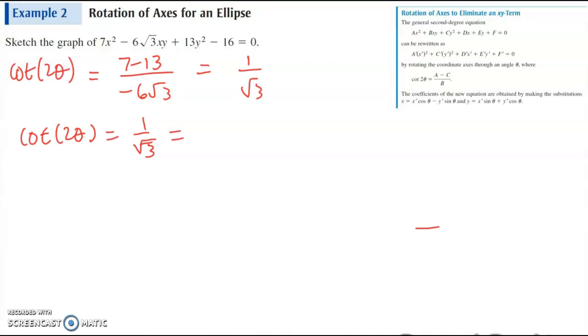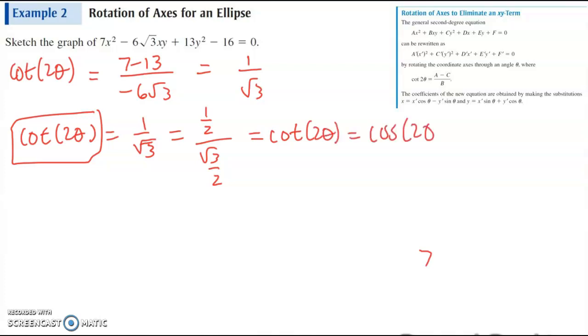But one thing that you should be thinking of when you see the square root of 3 is the 30, 60, 90 triangle. When you have a 30, 60, 90 triangle and you have cotangent or tangent, that means you have a ratio between them. Because the square root of 3 is on the bottom, we have 1/2 over the square root of 3 over 2. And then we use the identity for cotangent, which is cosine over sine. Alright, so how does that help us?